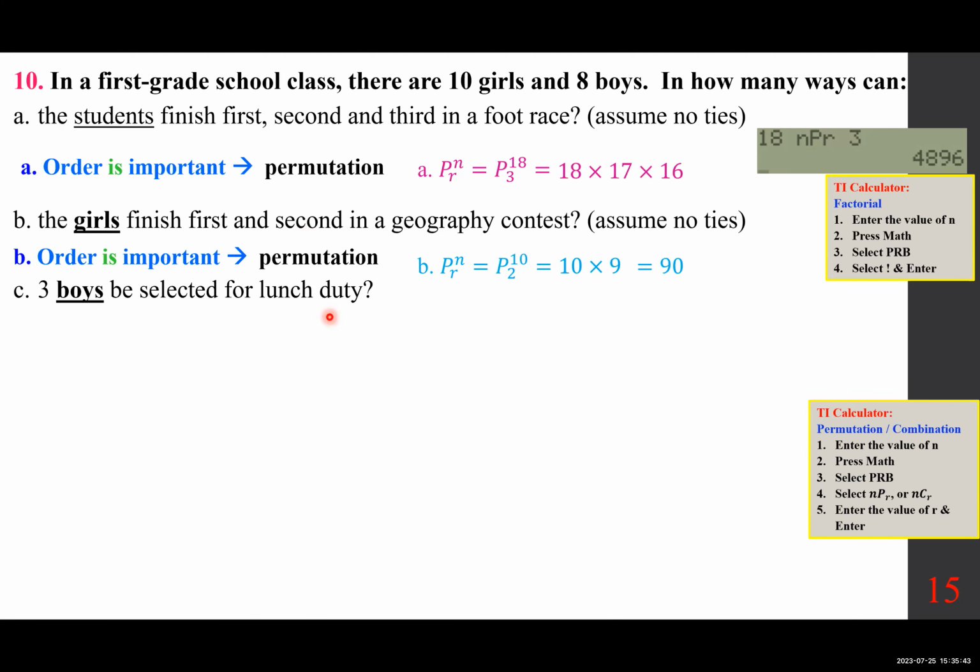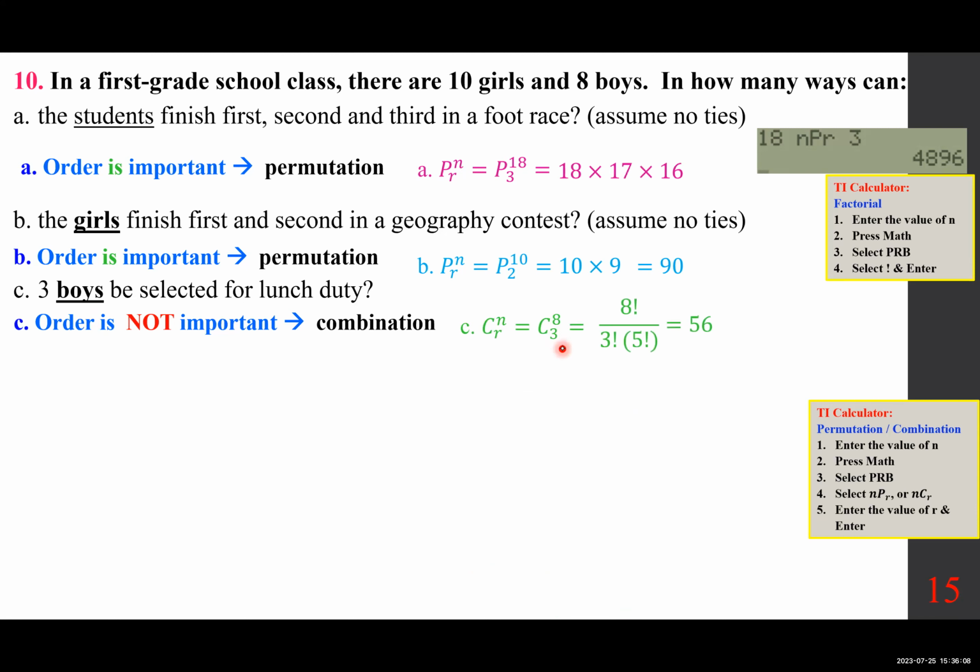3 boys be selected for lunch. See, there is no restriction. First and foremost, we are not dealing with 18. We have only 8 subjects here. Okay, and we want 3 of them. Order is not important. It's a combination of 8, choose 3.